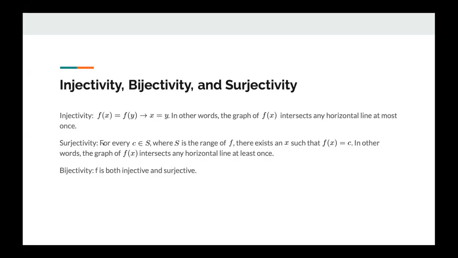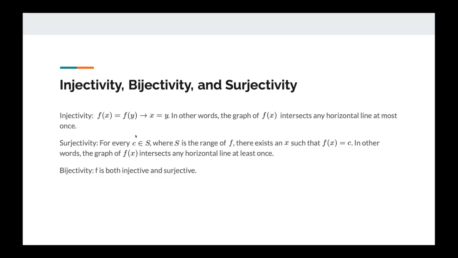Well, injectivity is when if f of x equals f of y, then x equals y. In other words, consider the graph of f of x. If you can draw a horizontal line which intersects the graph at more than one point, that function is not injective. But if every horizontal line intersects the graph of f of x at most once, then the function f is injective.